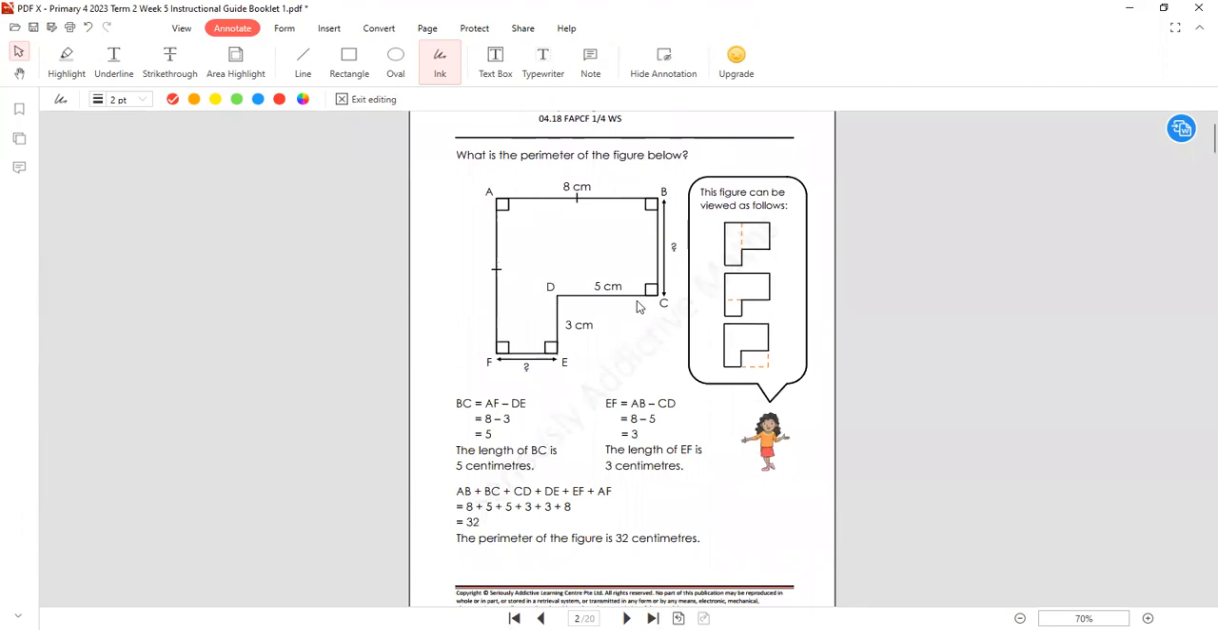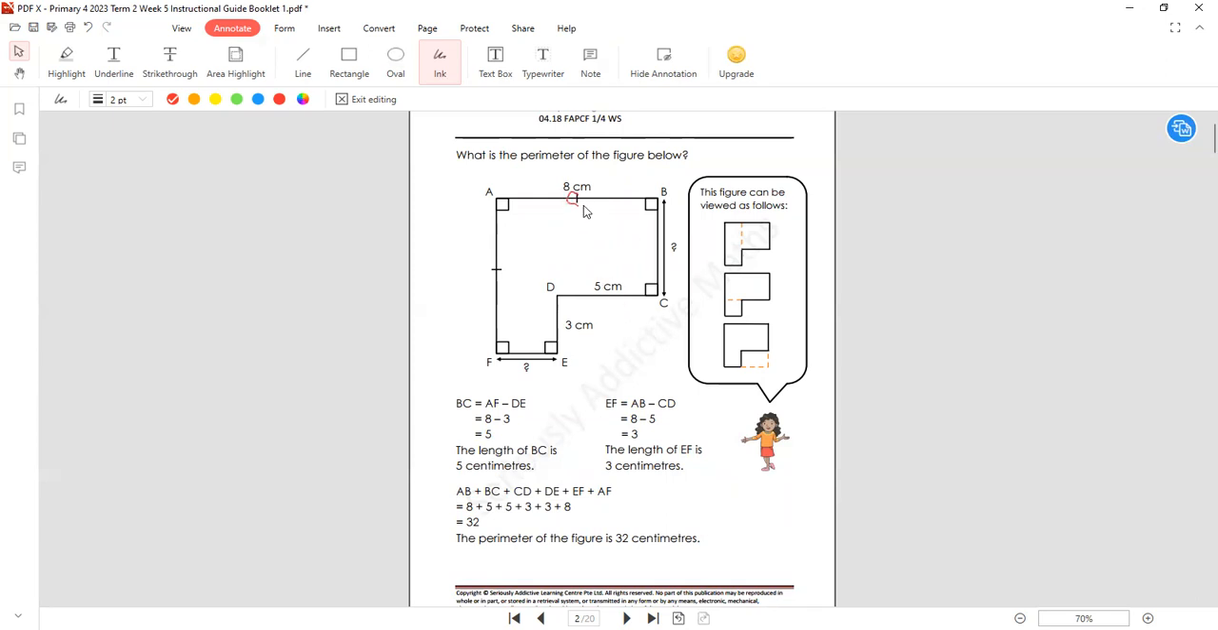For them to see, there are a few ways of looking at the image. So it can be made up of one square and one square and one rectangle. Or you can take one big square here, and then minus or take away this rectangle. So various ways of looking at it. But the question here is, if you find the perimeter, what is it?